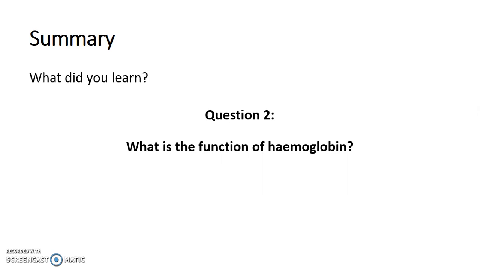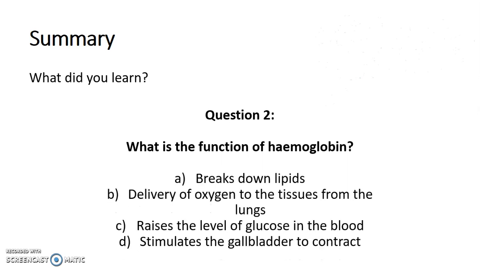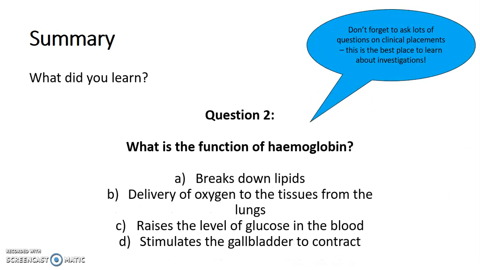What is the function of hemoglobin? And this is very important in understanding why this decreased level of hemoglobin actually causes the symptoms that it does. So does it break down lipids? Is it delivery of oxygen to the tissues from the lungs? Does it raise the level of glucose in the blood, or does it stimulate the gallbladder to contract? And the answer is delivery of oxygen to the tissues from the lungs.